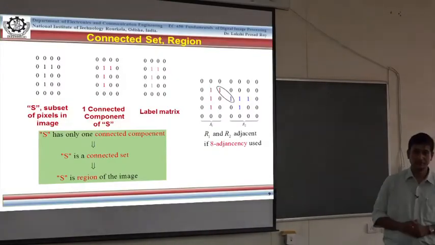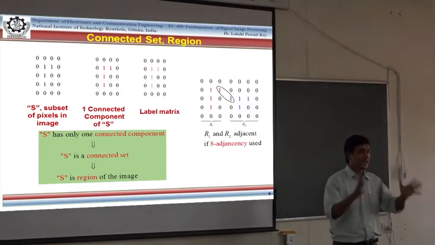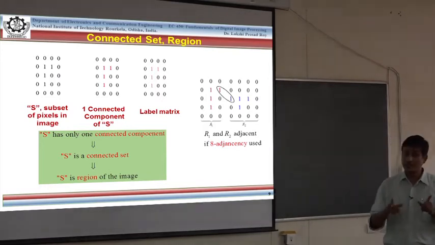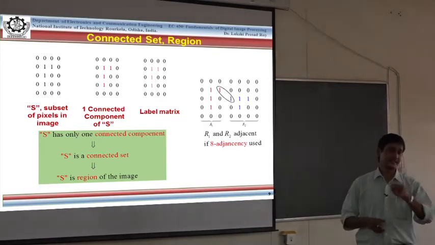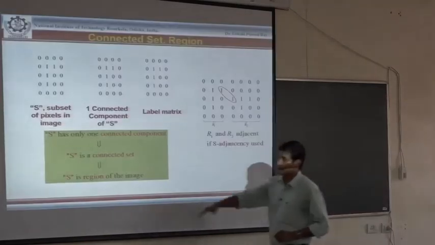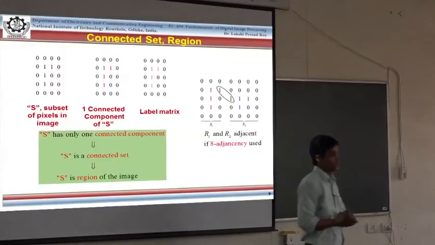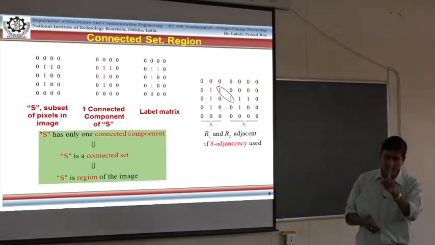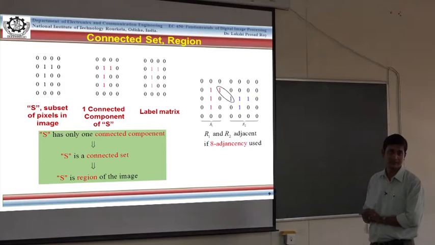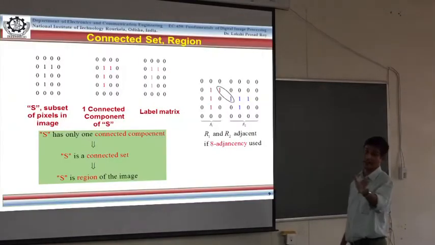On extension, if in a particular portion in an image only one connected set is there, that will be called a region of the image. This S is the region of the image. Only one connected set should be there, not more than that. This way, the region of an image is defined technically.